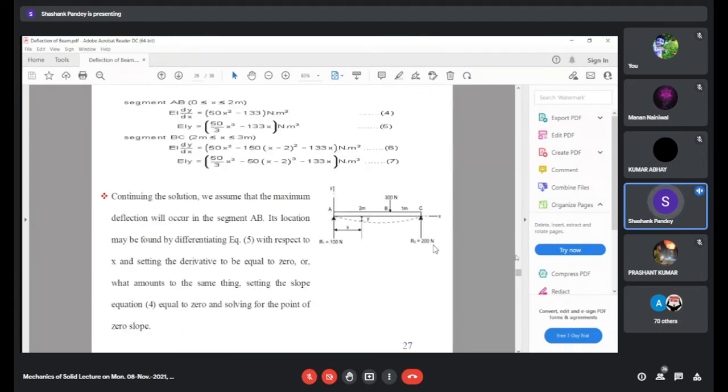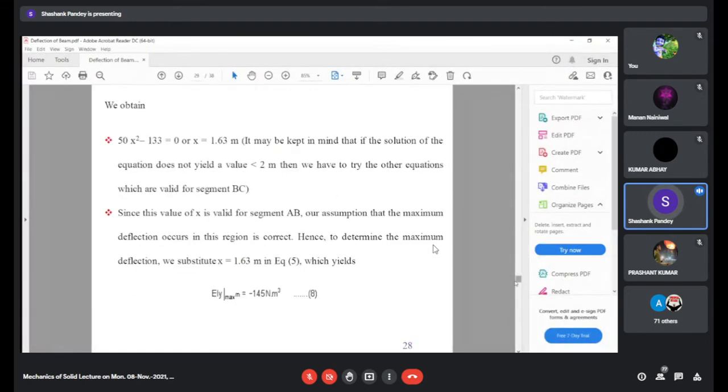That is, at a distance of 1.63 meters, the slope will be 0 and the deflection will be maximum. So you can easily find the corresponding deflection. The maximum deflection can be expressed in terms of E and I, that is Young's modulus and moment of inertia. It will come out to be minus 145.